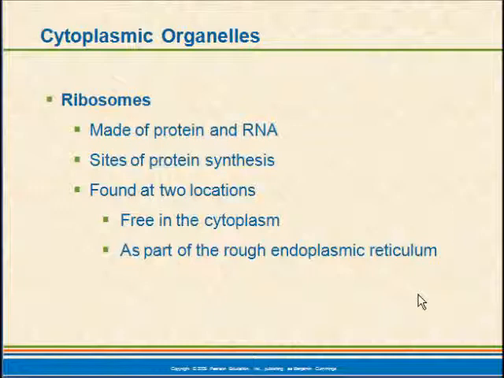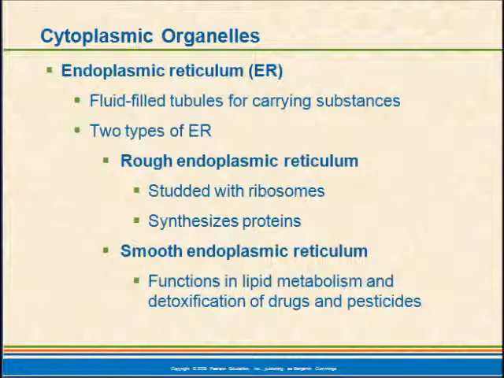Now, we mentioned rough endoplasmic reticulum. There are actually two forms of endoplasmic reticulum: rough ER and smooth ER. Just to save time, we'll refer to these as ER. They are both fluid-filled tubes that carry substances and store substances. The rough endoplasmic reticulum looks kind of like sandpaper. It is studded with ribosomes, and it synthesizes and stores proteins.